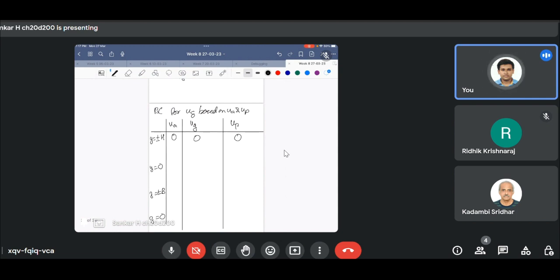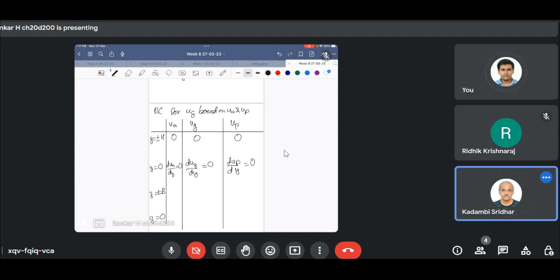What about the condition at y equal to 0? We know that dUA by dy should be equal to 0. Similarly, dUG by dy should be equal to 0, and dUP by dy should also be equal to 0.